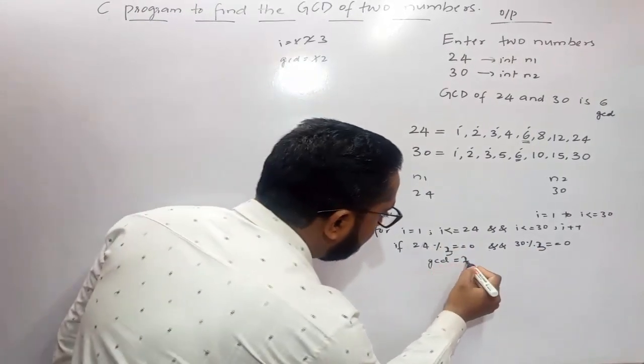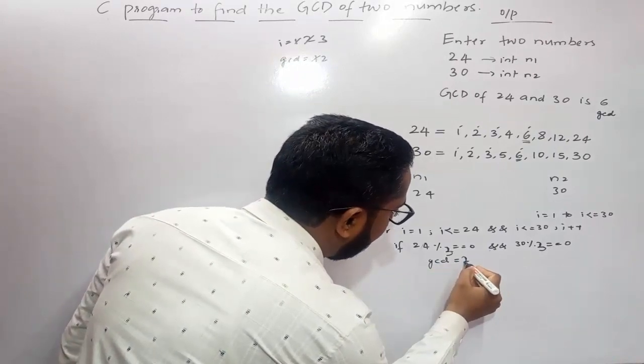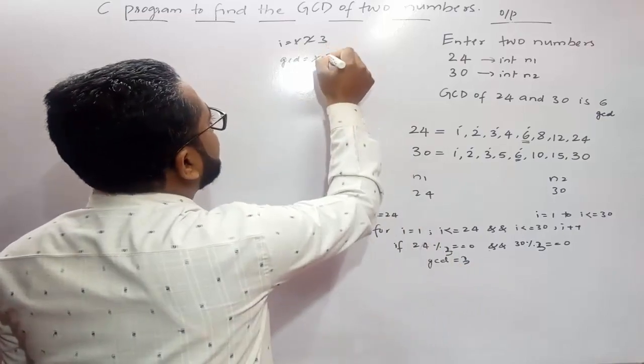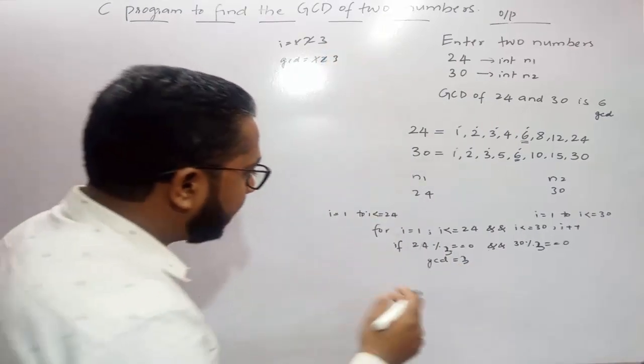So now this value is I, so now 3 gets passed to GCD. Now GCD becomes 3. Next, I gets incremented by 1.